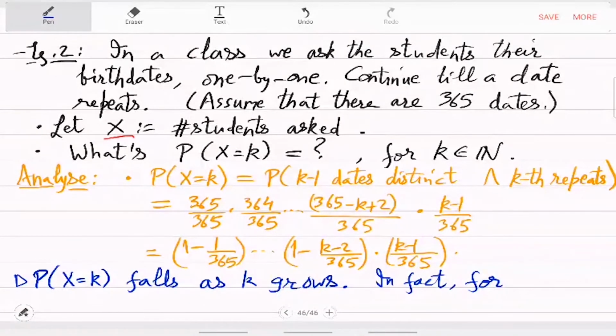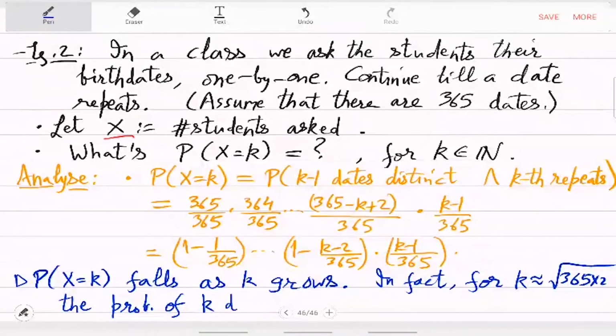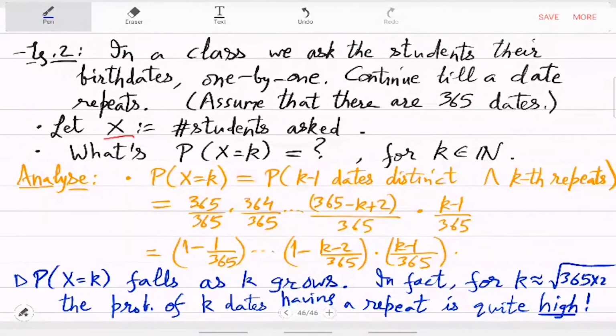In fact, for k around square root of 365, and maybe double that, so for k around square root of 365 times 2, the probability of repetition is good. So the probability of k dates having a repetition is quite high. This is also called the birthday paradox.